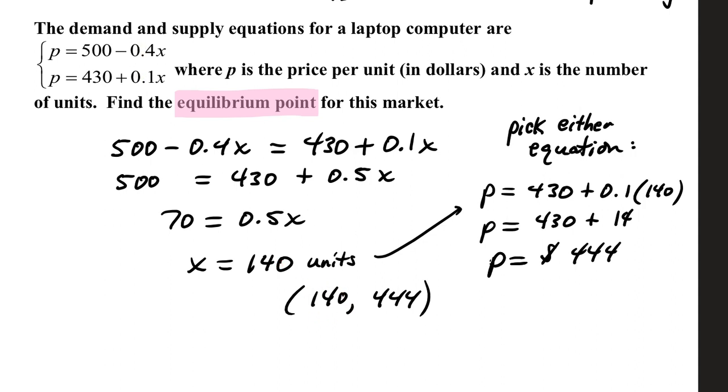Pick either equation, replace your x with a 140. You guys asked me to use the bottom one, so I did. P equals 430 plus 0.1 times x, but we know x is 140. Multiply, add to 430, and price is $444 when 140 units are involved. So that's our equilibrium point, 140 to 444.